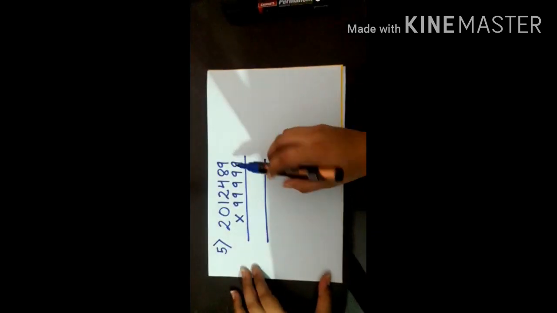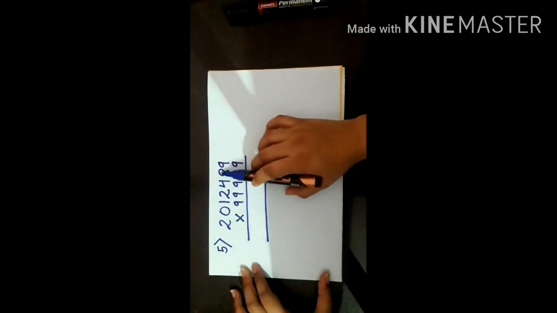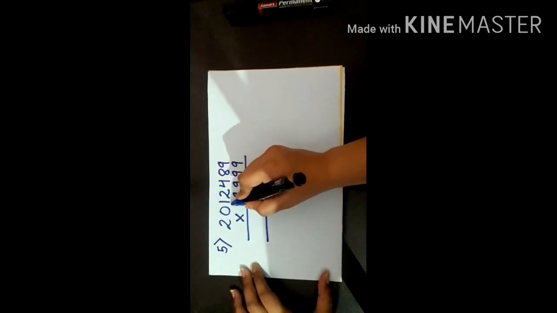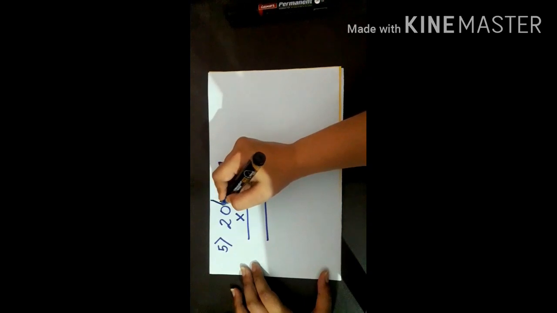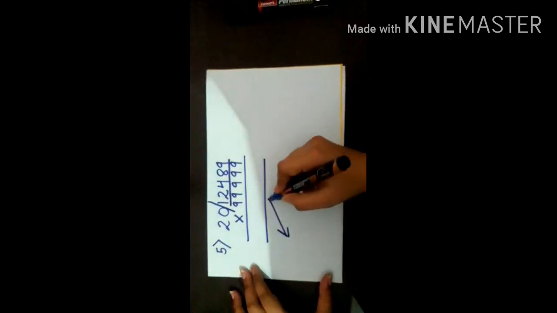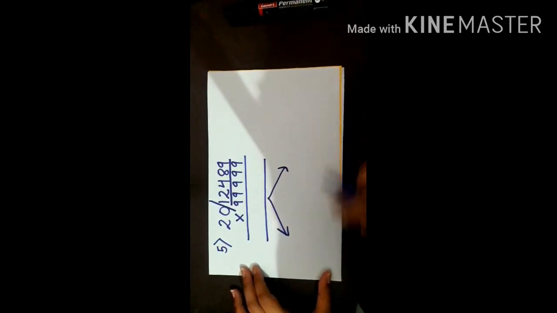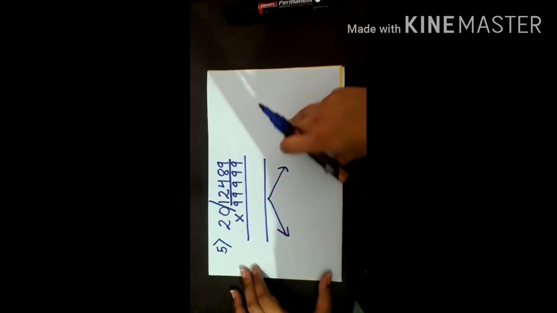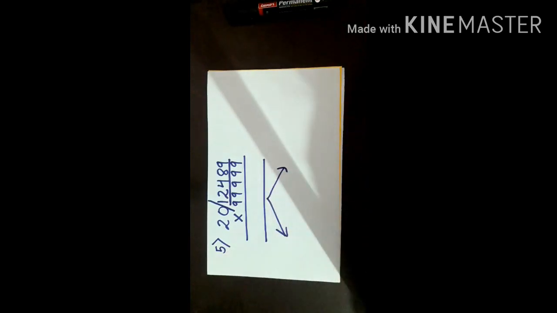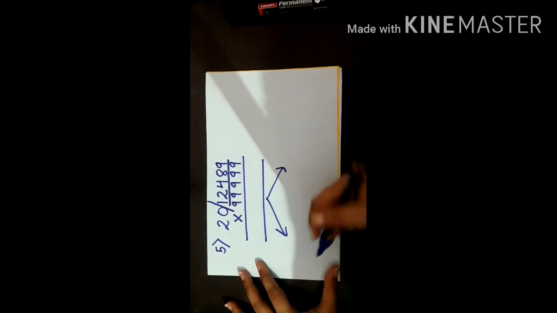See now, how many digits are there? 1 2 3 4 5. So 1 2 3 4 5 and 1 slash. Now 2. You can do these things in your mind also. I am writing here to make you understand. If you are very quick in calculations, you can do these things in your mind also.